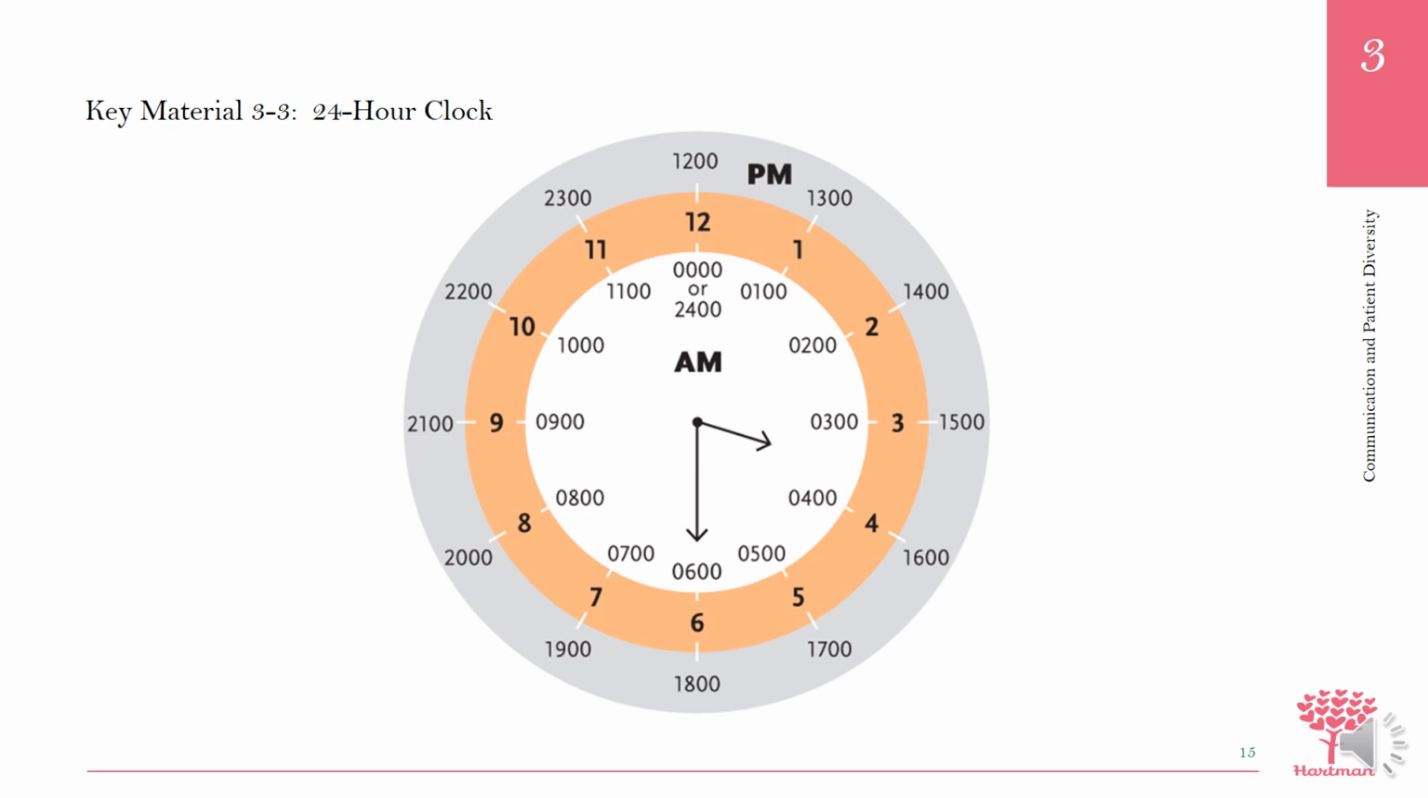Follow your facility's policy on how to express midnight. To change from military time to regular time, subtract 12. Again, the minutes do not change. For example, to change 2200 hours to standard time, subtract 12 from 22. The answer is 10 o'clock p.m. To change 1610 hours to standard time, subtract 12 from 16. The answer is 4:10 p.m.